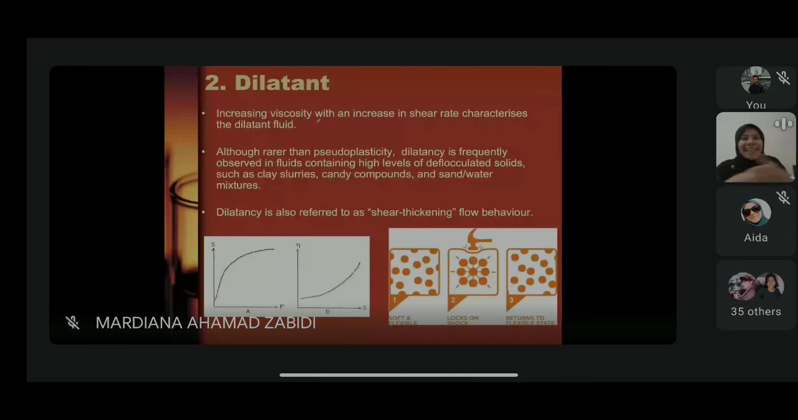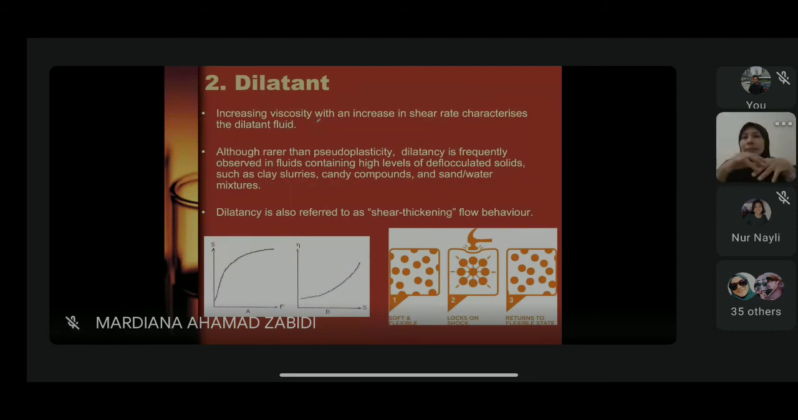Okay, so when you mix, you use tepung jagung, or tepung beras? Tepung beras. So when you mix tepung beras with water, at first it is thin. Dia cair. But as you continue to stir, it will become thickened.